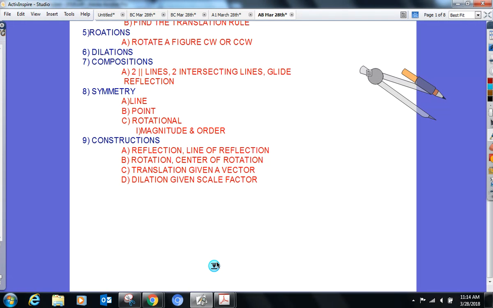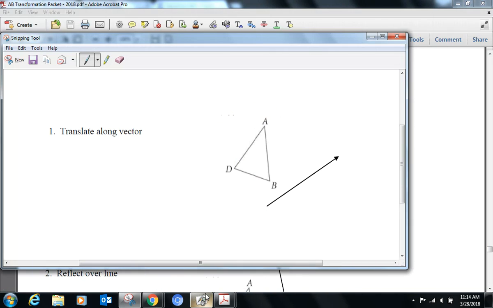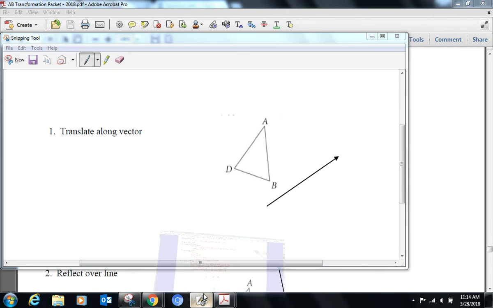Finding the center of rotation, sure. I'm going to have to just make this one up.